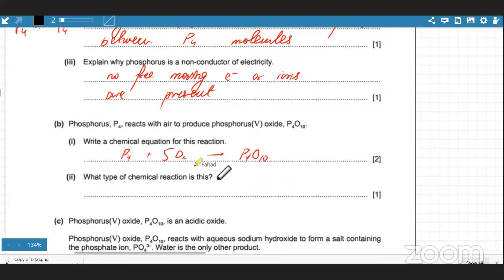What type of chemical reaction is this? Now, based on this, it's going to be a redox reaction, or you can call it an oxidation reaction because oxygen is getting added. So if oxygen gets added, it is called oxidation.